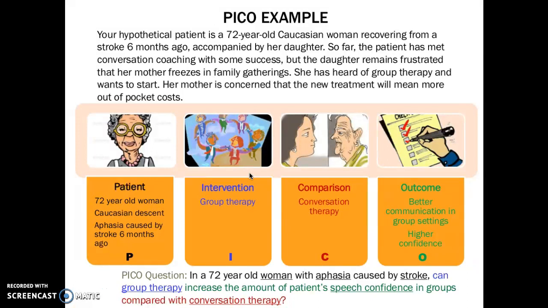This has been an introduction to PICO. If you have further questions on how to develop your PICO, please contact the Health Sciences Librarian at the Rite Aid Information Commons from the homepage of the library guide.